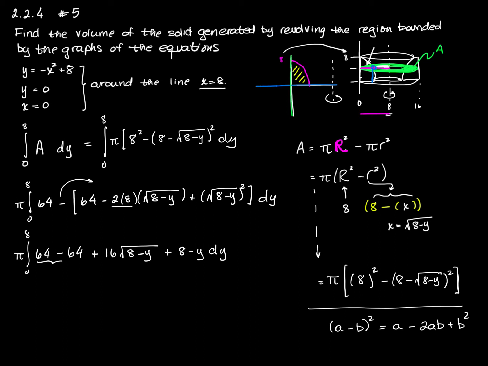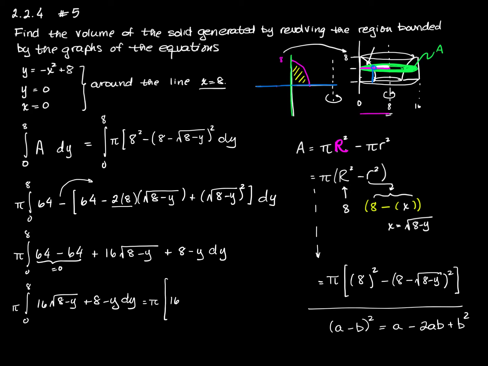And of course, these go to 0. So now I have pi, the integral from 0 to 8 of 16 root 8 minus y plus 8 minus y dy. I'm going to do that as three separate integrals. Actually, let me change this a little bit. Okay, I'm going to do this as pi times three separate integrals.